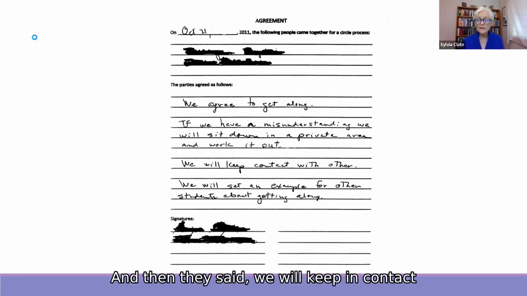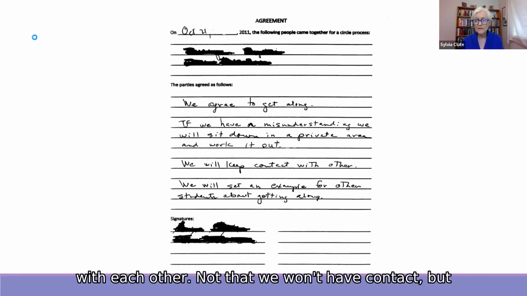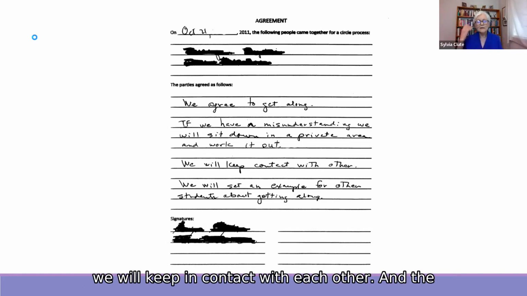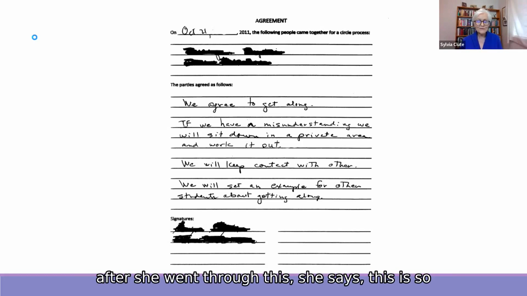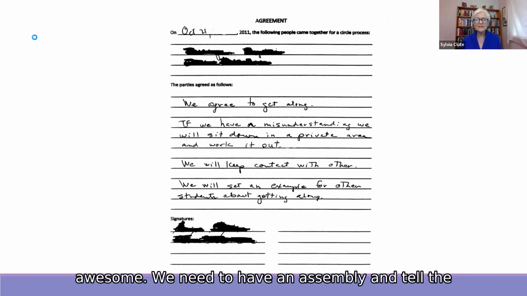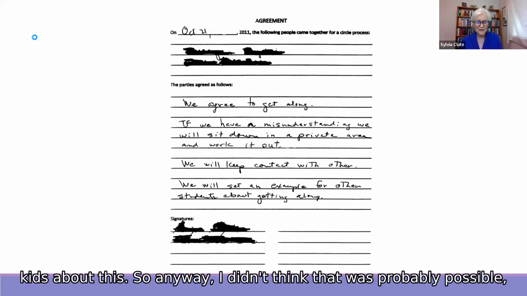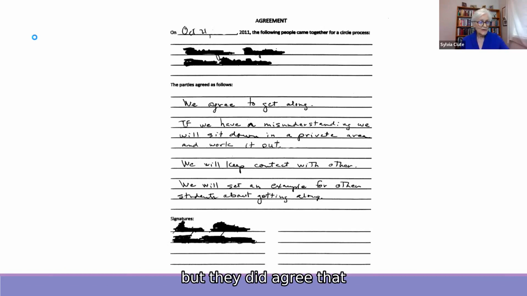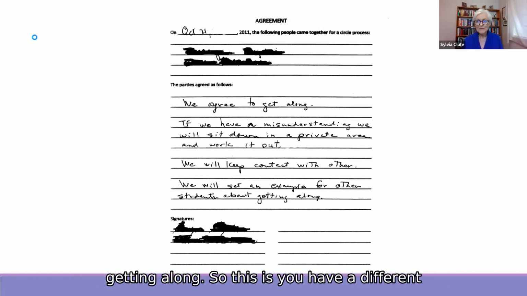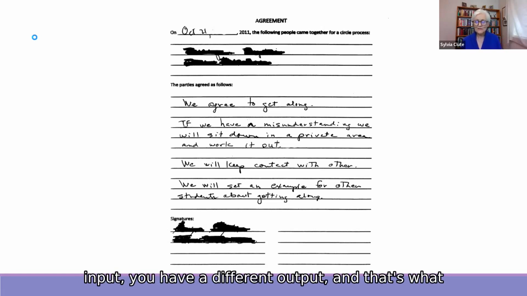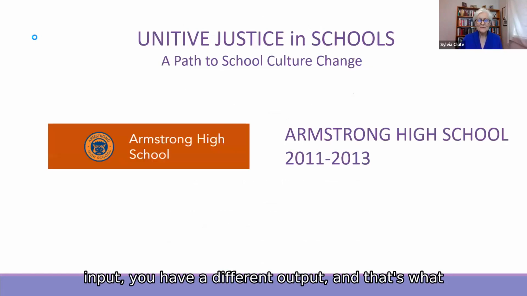And then they said, we will keep in contact with each other. Not that we won't have contact, but we will keep in contact with each other. And the one young lady who was ready to go to jail, after she went through this, she says, this is so awesome. We need to have an assembly and tell the kids about this. So anyway, I didn't think that was probably possible, but they did agree that they would set an example for other students about getting along. So this is, you have a different input, you have a different output, and that's what this is.